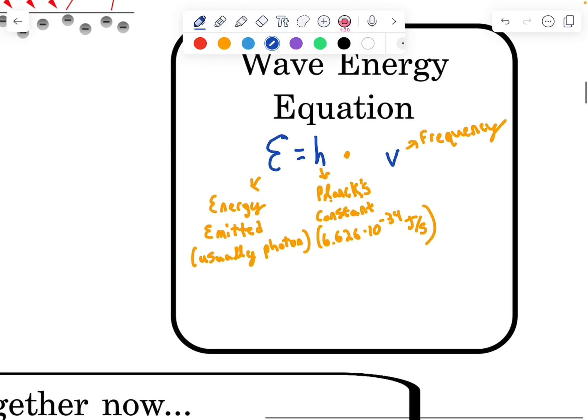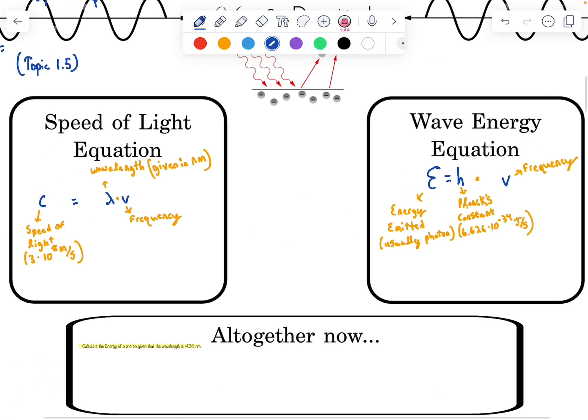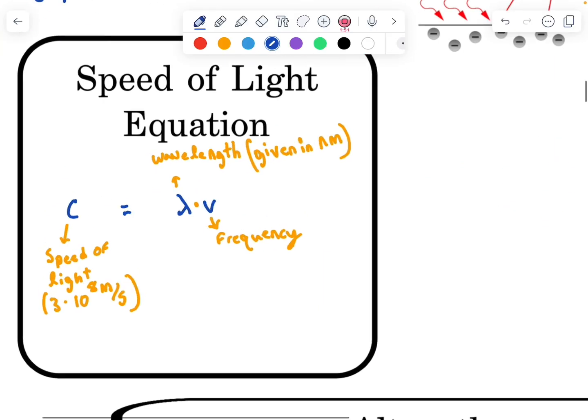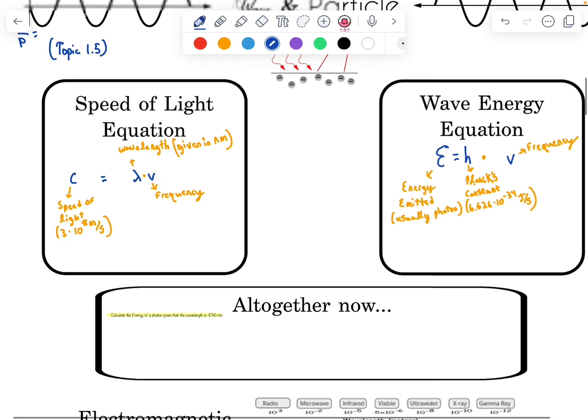And then the wave energy equation: we have E, which is energy, equal to Planck's constant, 6.626 times 10 to the negative 34th joule-seconds, times the frequency, right? So we see that our frequency is the thing that unites these together, and if we know our wavelength or our frequency, we can solve for the other variable, because remember, c and h are constant.